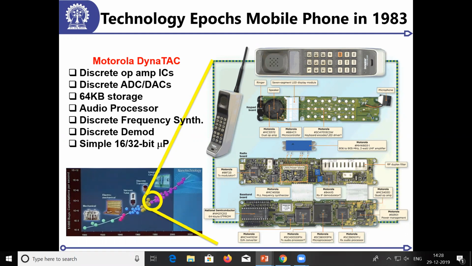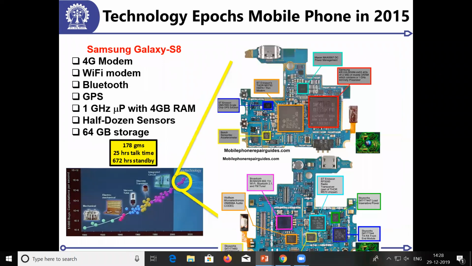Okay. Now let's contrast this with what you have now. This is 2015. I could get from Samsung website, Samsung Galaxy S8. 4G modem is there. Wi-Fi modem is built in. Bluetooth is there. GPS is there. Okay. 1 gigahertz microprocessor with 4 GB of RAM. 64 KB, and now a microprocessor has 4 GB of RAM. Now half dozen sensors, right? Fingerprint sensor, camera, front camera, back side dual camera sensors, gravity sensor. If it drops, it does some sensing. Half a dozen sensors, and 64 GB of storage, right?